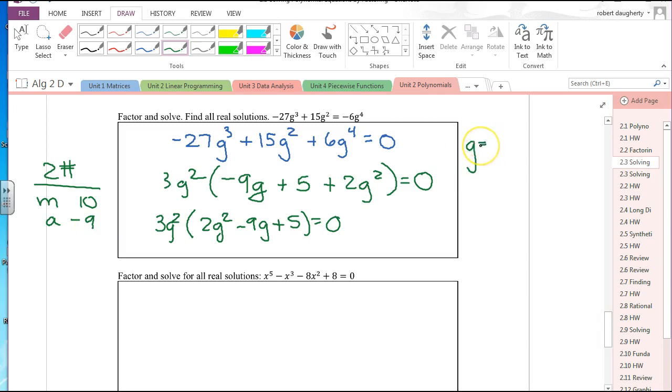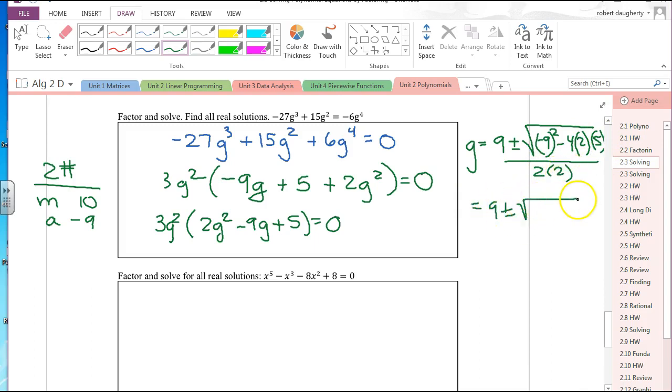So g is equal to negative of b, that's 9, plus or minus the square root of negative 9 squared minus 4ac, which is 5, all of that over 2 times 2. So this is 9 plus or minus 81 minus 40, all of that over 4. This is 9 plus or minus the square root of 41 over 4. So what are all my solutions? If I set this equal to 0, 3g squared, then I'm going to get g is equal to 0.